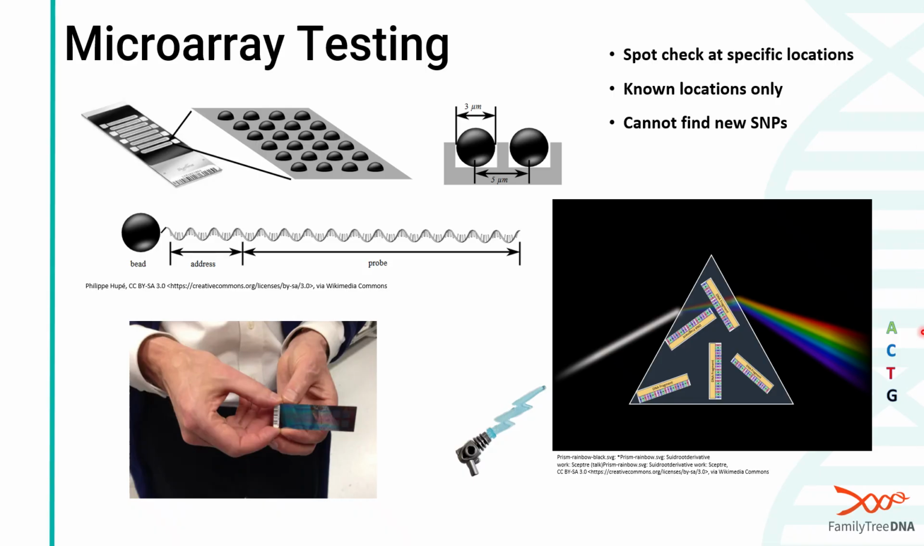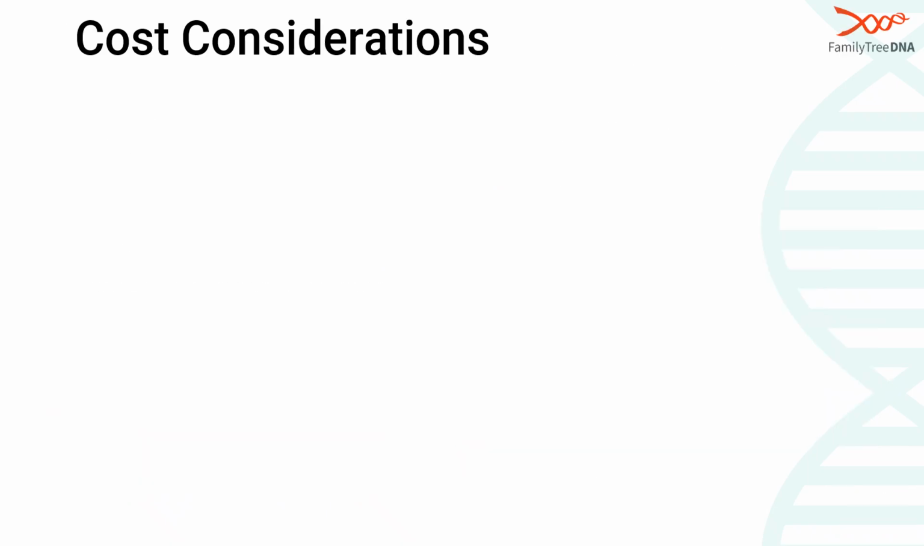So now these tests, they can vary a lot in what they do and what they're good for. And the biggest thing to keep in mind is the cost that goes into it, because the cost can vary quite a bit. So first you have Sanger sequencing.